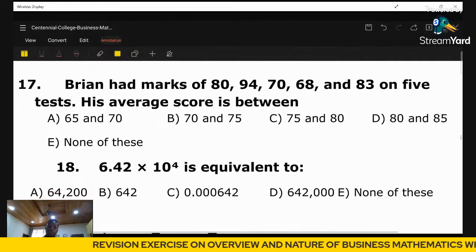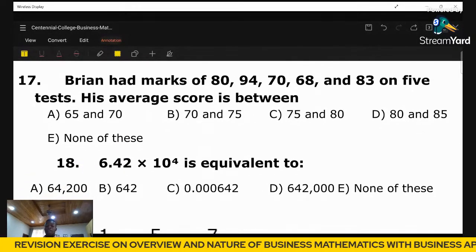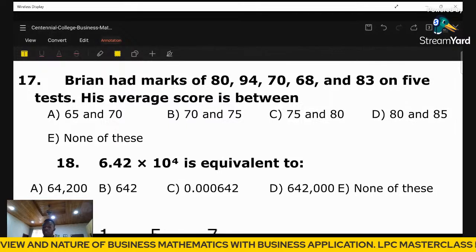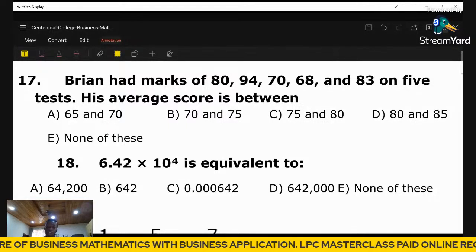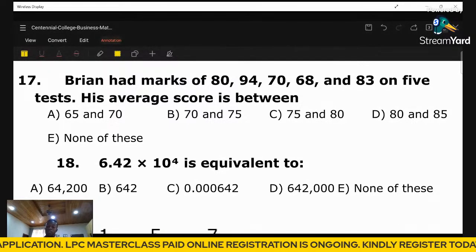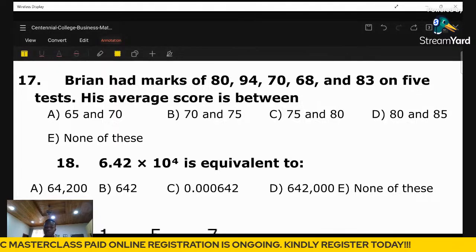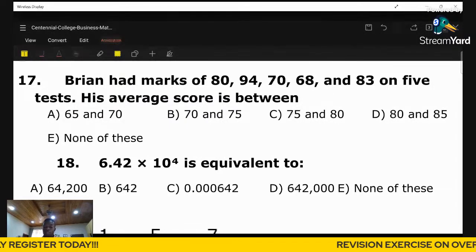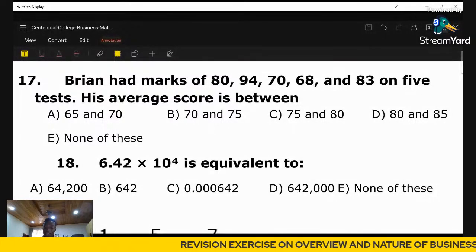Question 17. Brian had marks of 80, 94, 70, 68, and 83 on 5 tests. His average score is between, so now we know the marks that Brian actually had on these 5 tests, and it has been given here. The question is asking us his average score is between. So for us to know the range within which his average score falls, we need to find the average of these marks. Is that okay?